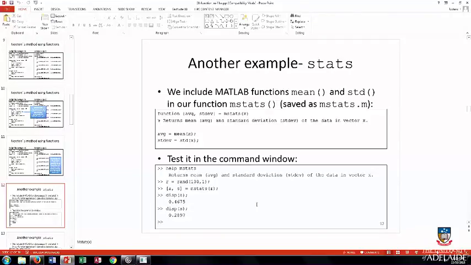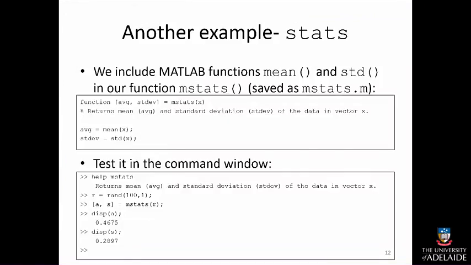Okay, so we have an example from statistics, a very, very simple example. So you have this function. Now, I told you to remember 4 things. The first is the keyword function, which is already there. The next one is your return arguments.